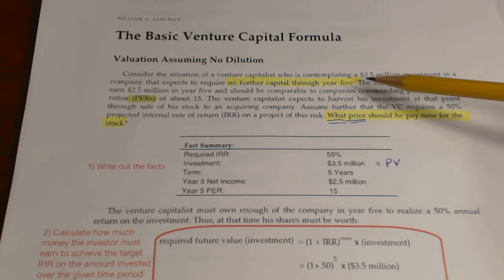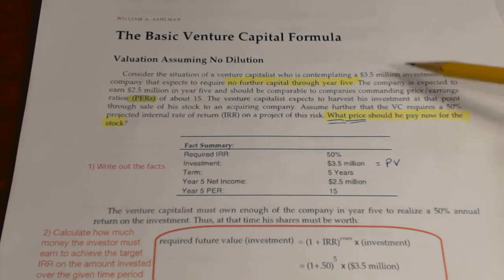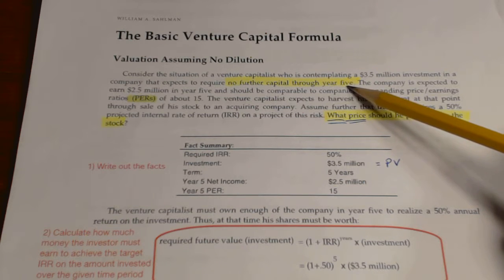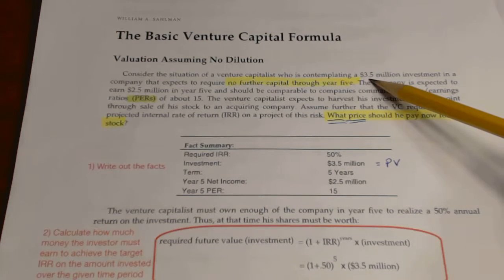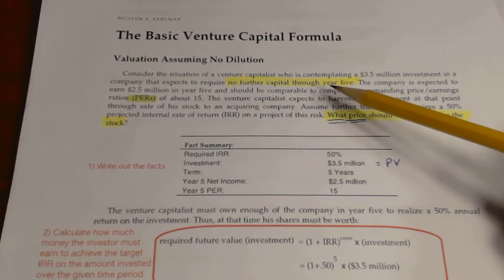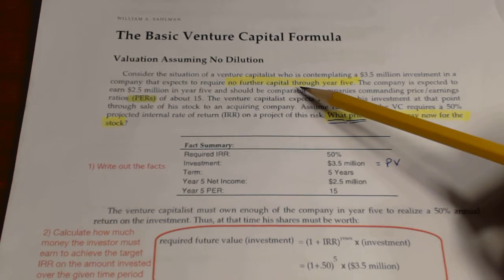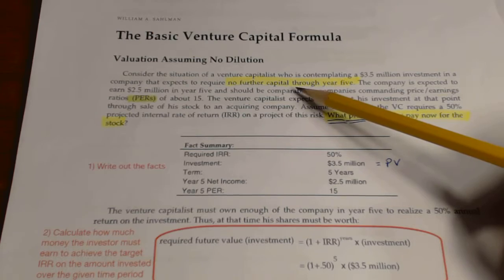Consider the situation of a venture capitalist who is contemplating a $3.5 million investment in a company that expects no further capital through the 5 years, year five. Basically, for cash flow purposes, you invest 3.5 million up front and you don't have to contribute any additional cash throughout the first 5 years, which means it's not a multiple cash flow problem. So you don't have to use the cash flow function on your calculator.